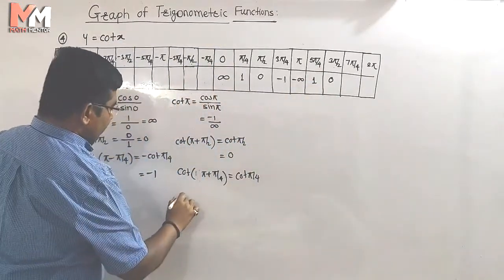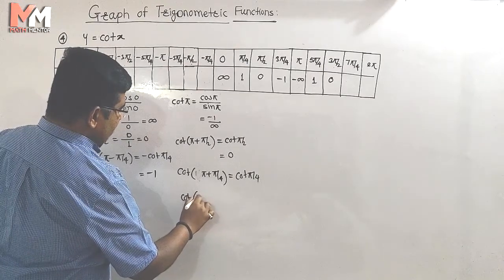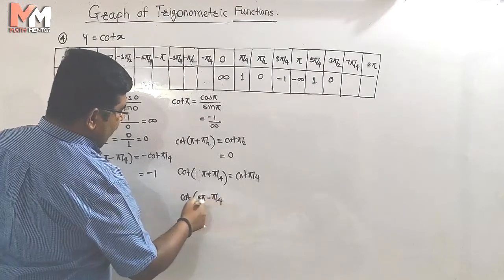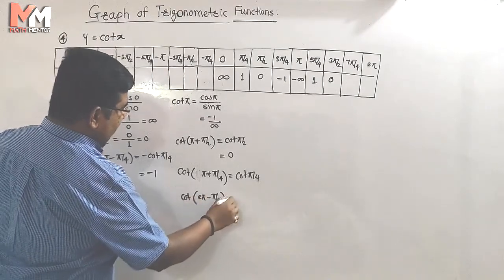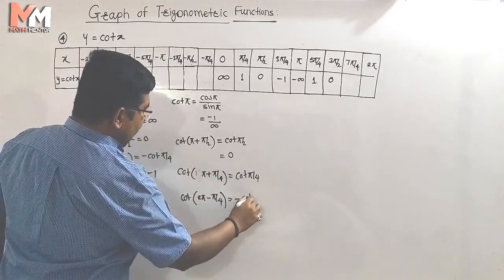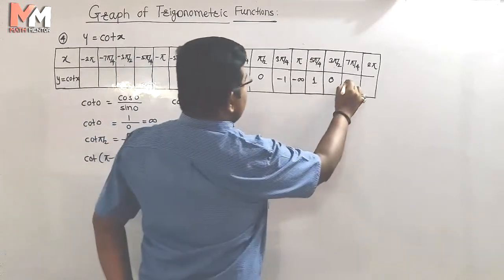Next, cot 7 pi by 4. 7 pi by 4 means 2 pi minus pi by 4, that is 8 pi minus pi, 7 pi by 4. So this is 2 pi minus theta, that is the fourth quadrant. In the fourth quadrant cot is negative, so it is minus 1.